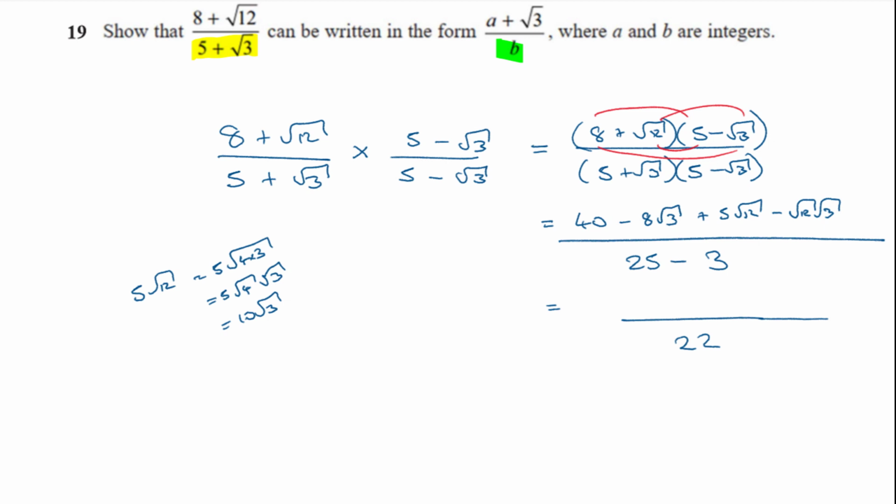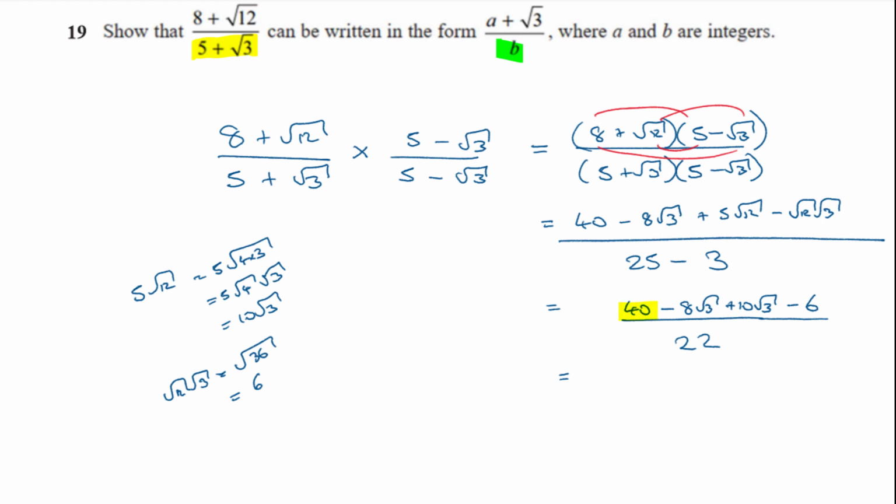Okay, so then that means I've got 40 minus, I can't really do much with the 8 root 3 just yet, but the 5 root 12 I can rewrite as 10 root 3. And root 12 times root 3, that's the same thing as the root of 12 times 3, which is root of 36, and root of 36 is just 6, isn't it? So that becomes minus 6 on the top.